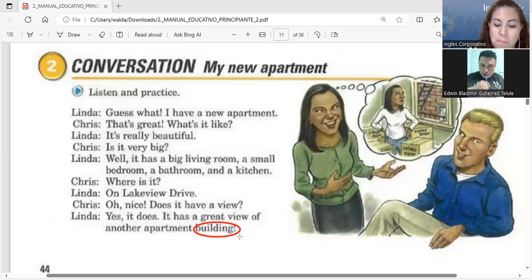Building. What is building? Do you know building? No idea. Building is a construction. A big construction going upwards, and a building usually has three or four floors. You usually have apartments or offices in the building. Does that make sense?